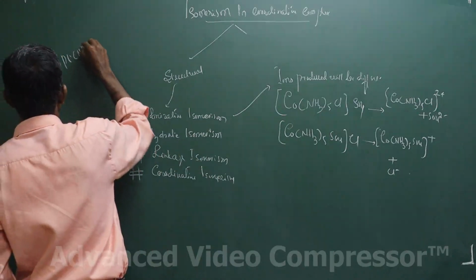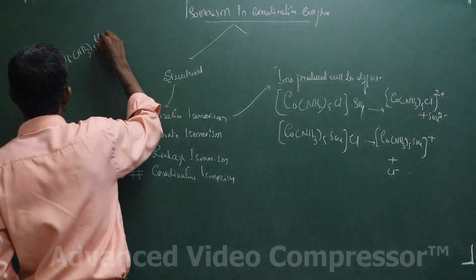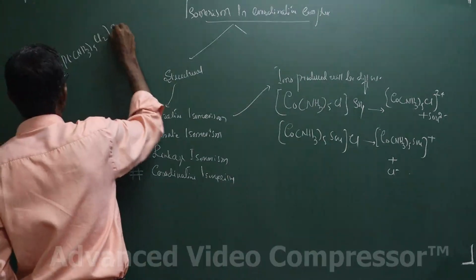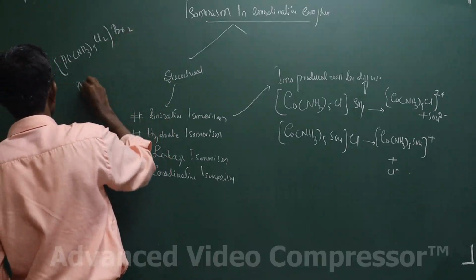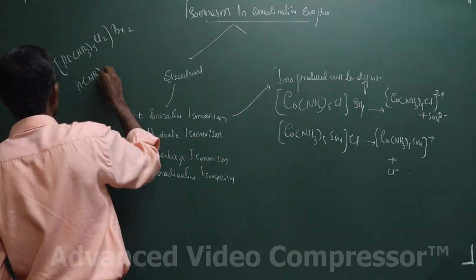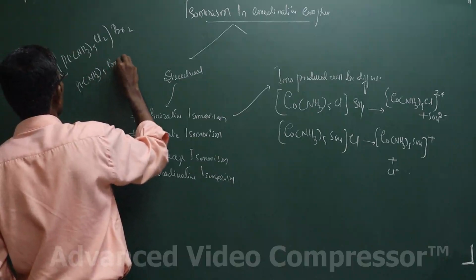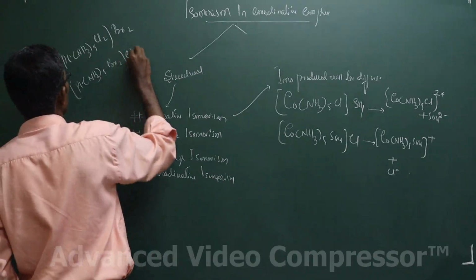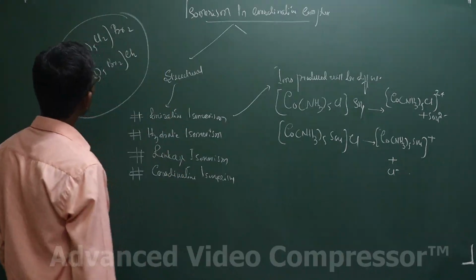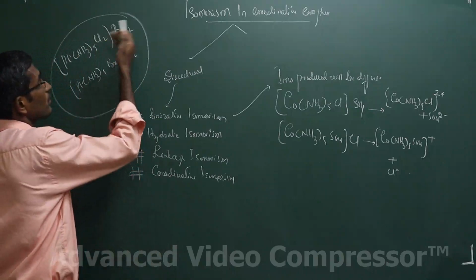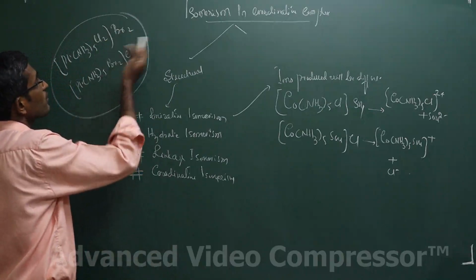For example, I will take a platinum complex, Pt(NH3)5Cl Br2, this is the complex I am taking. Instead of bromine outside, I can make it platinum pentaammine Br with Cl2 outside. So this can be the option. In the first case, bromine is outside. In the second case, chlorine is outside.